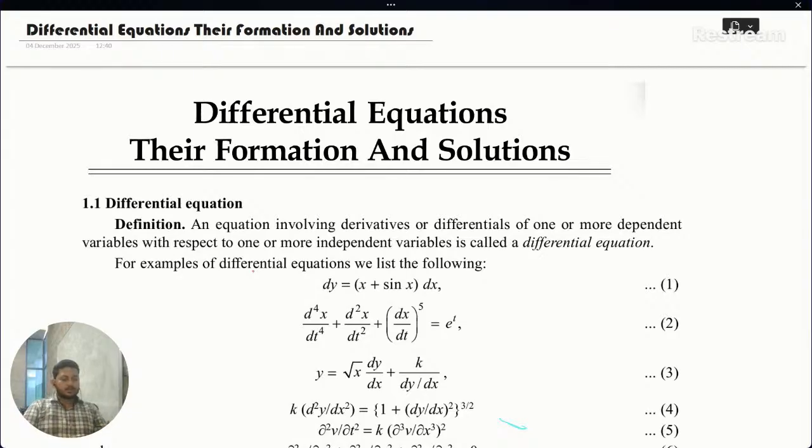So, myself, Mr. Divyansu Ranjan Srivastava, and today my aim is to discuss some basic topics related to ordinary differential equations or differential equations. So this is the introductory class for us.